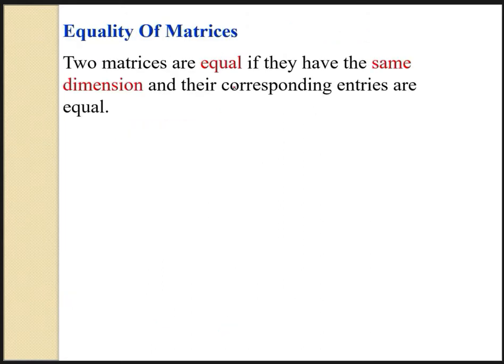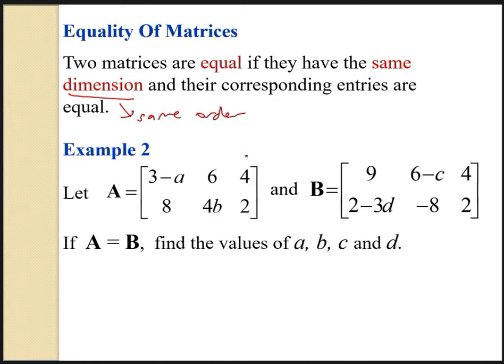Equality of matrices. Two matrices are equal if they have the same dimension and their corresponding entries are equal. What does dimension mean? It means that they have the same order. Look at example 2. If you have A and B as shown, and if A is equal to B, find the values of A, B, C, and D.